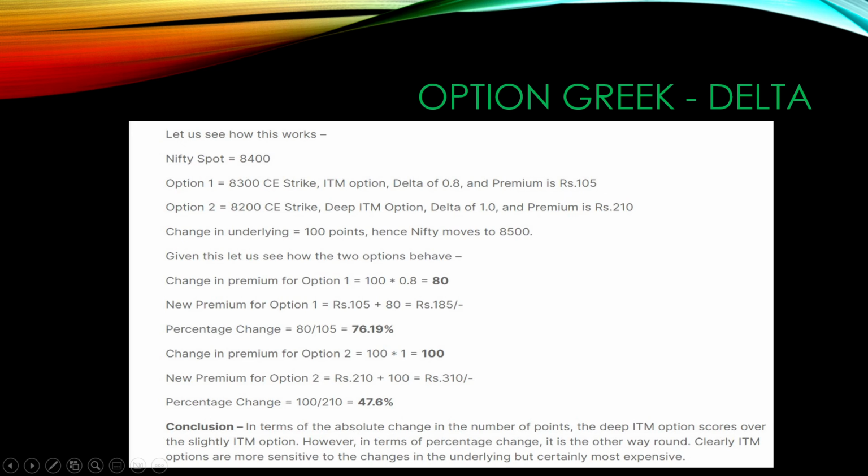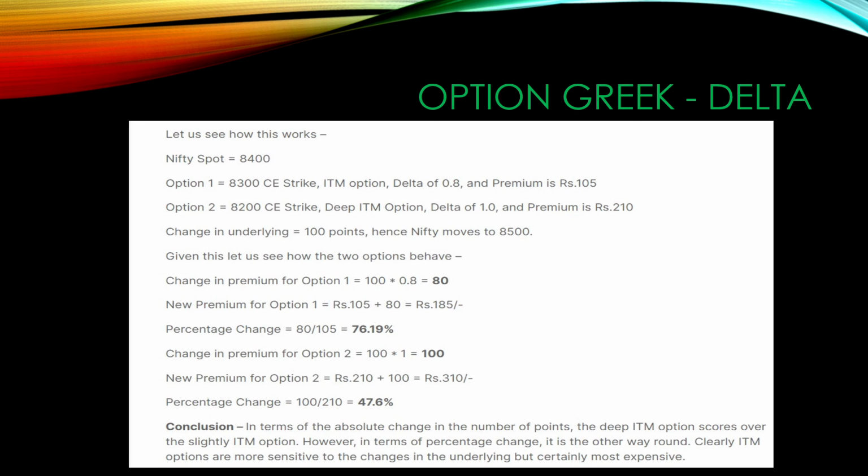The second contract is 8200 CE. It is deep in the money. Both are in the money, but 8300 is just in the money, only 100 less. But 8200 is deep in the money. When you buy an 8400 Nifty call, your view is that Nifty will go above 8400. So when you buy 8300, it is already in the money at 8400. So the delta is very high, premium is also high. When you buy 8200, it is again already in the money. So when Nifty increases to 8450 or 8500 levels, the rate of change is very high.